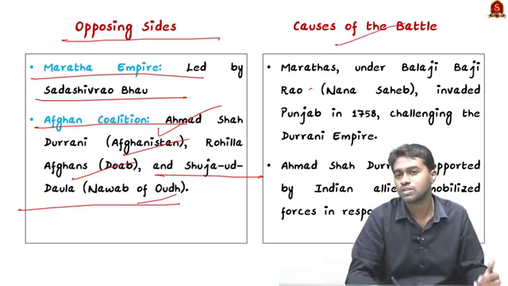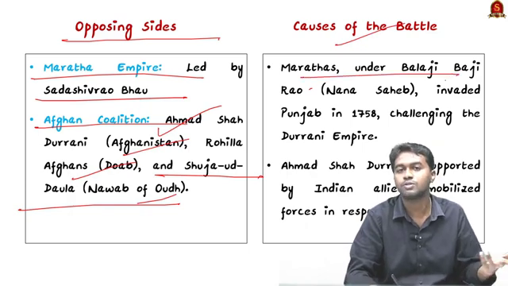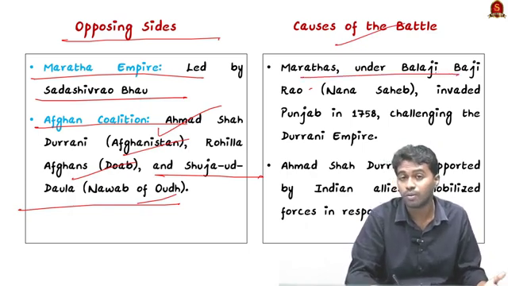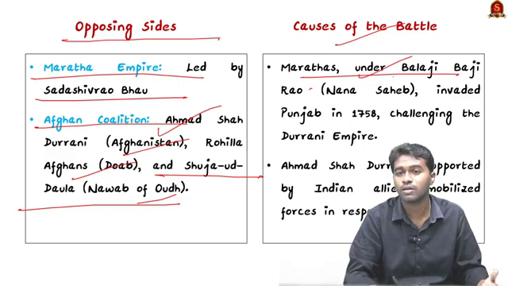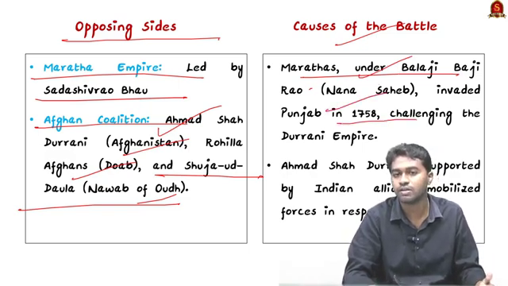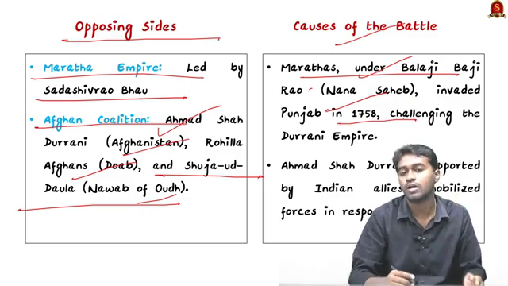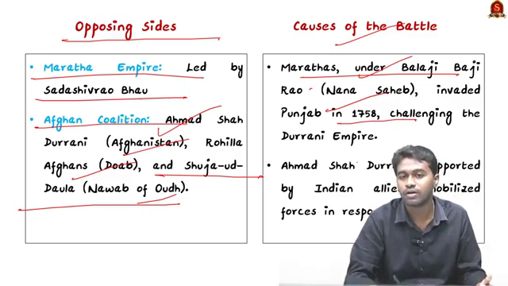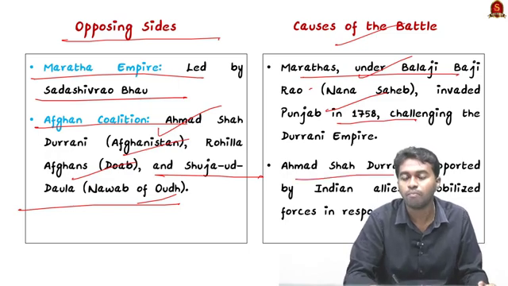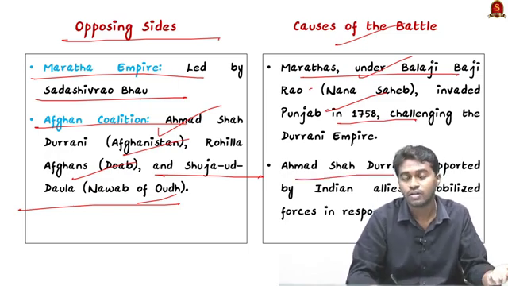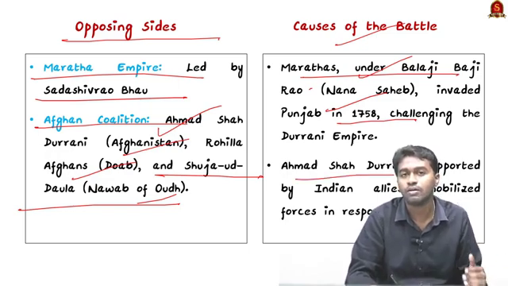And what were the causes for this battle? Like I mentioned, the expansionist policy of the Marathas. The Marathas under Balaji Bajirao invaded Punjab in 1758, and that brought the Marathas close to the Ahmad Shah Abdali empire, and that resulted in the third battle between Ahmad Shah Abdali and the Marathas.